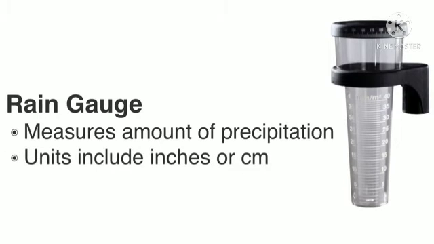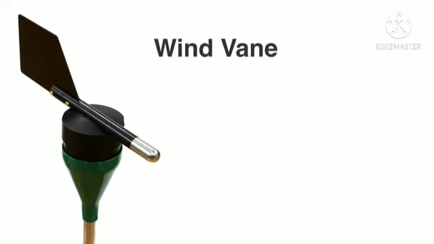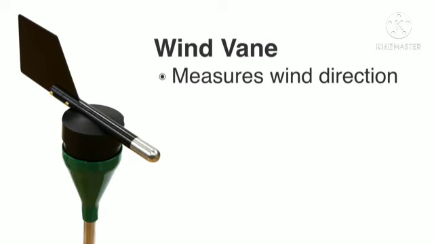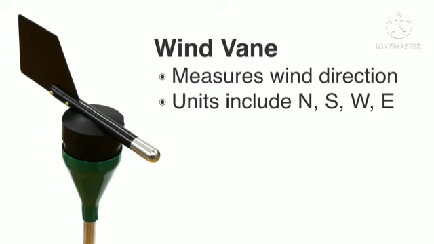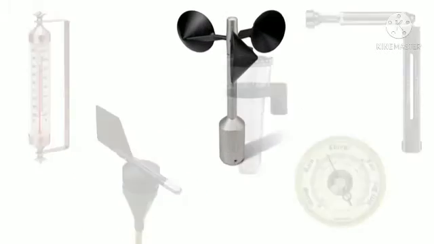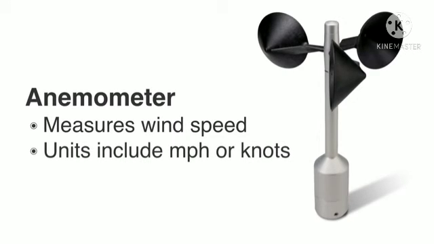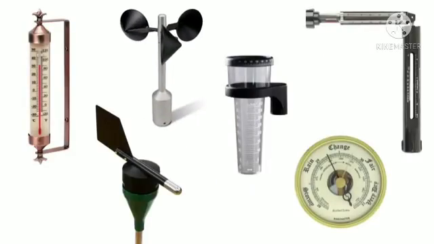The last two instruments involve wind, starting with a wind vane, sometimes known as a weather vane. This measures the wind direction, and it's going to be recorded in a compass direction such as north, south, west, or east. The final instrument also pertains to the wind, and it's called an anemometer. It's going to record the wind speed as either miles per hour or knots. And so there you have it, our 6 common weather instruments.